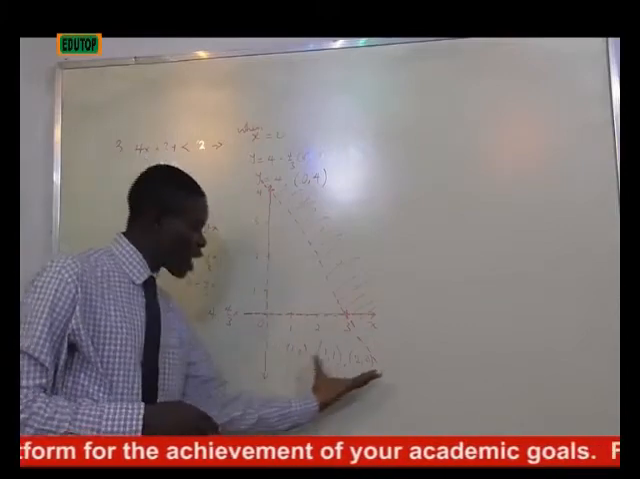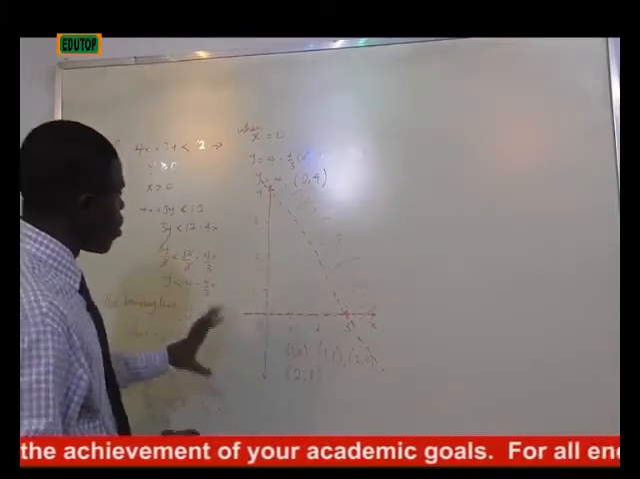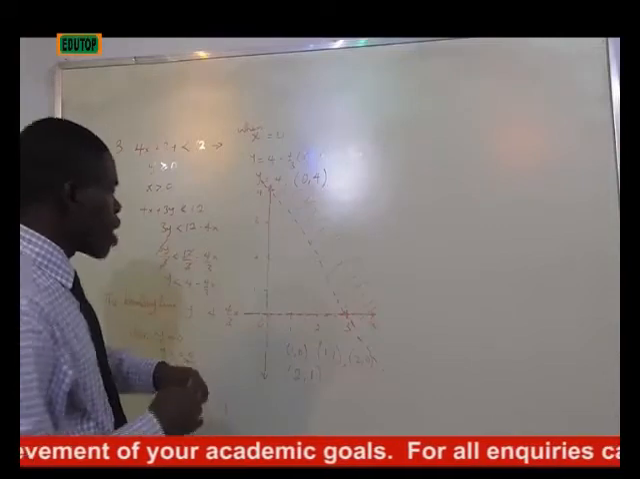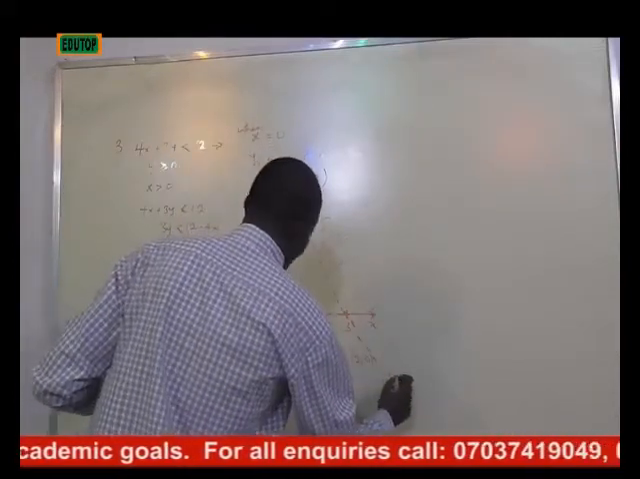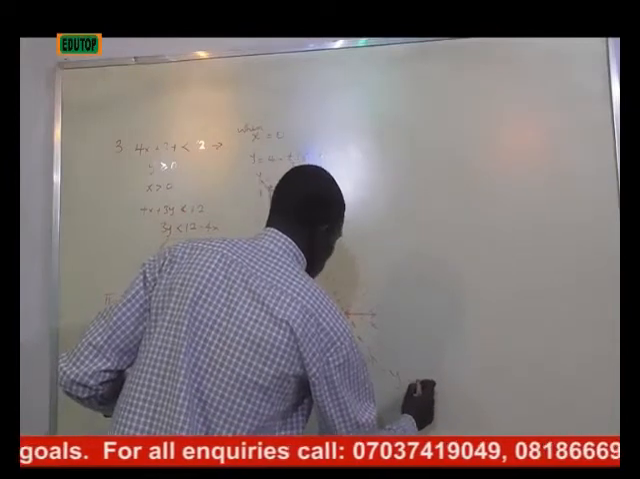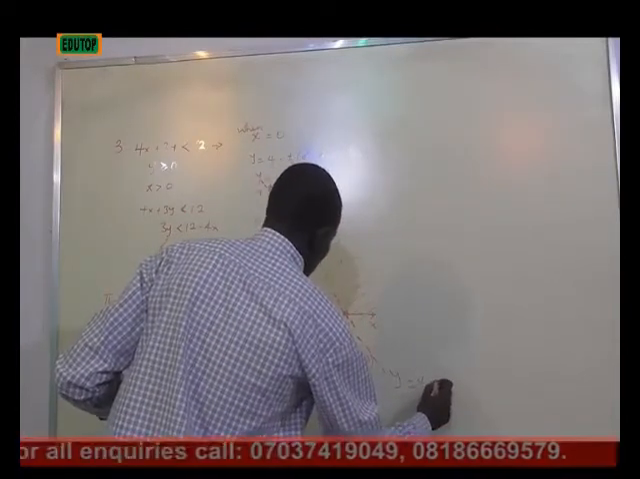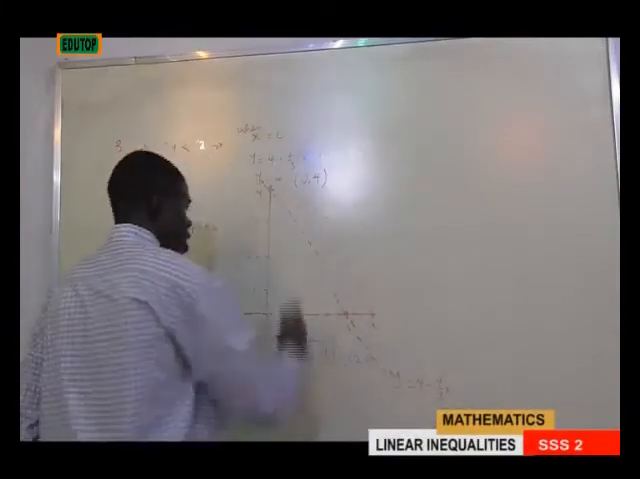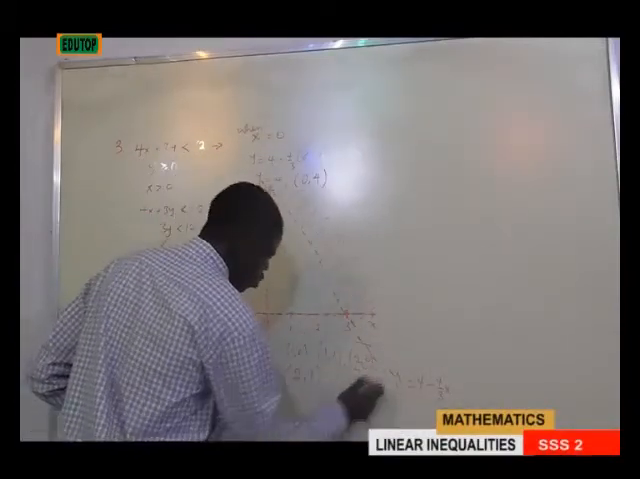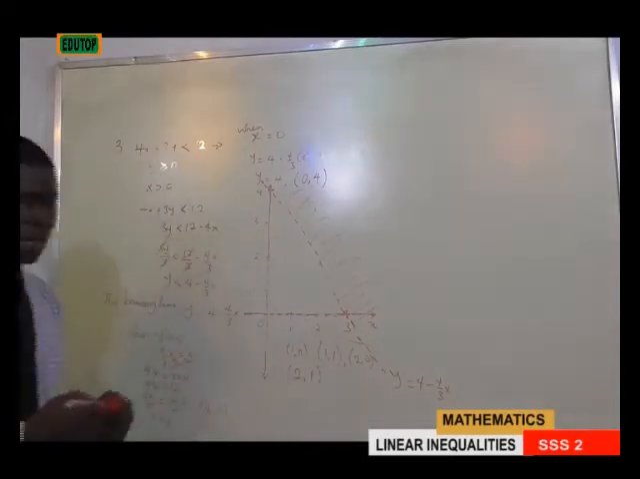So these ones are the solution of this graph, where this point is y equal to 4 minus 4 over 3x, and that is our boundary line. So this is the solution of the graph.